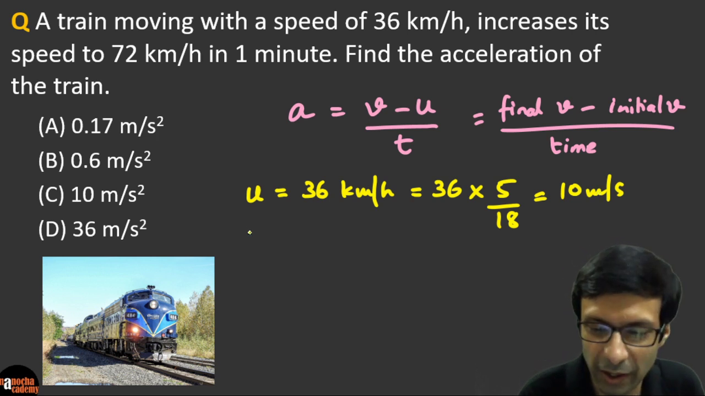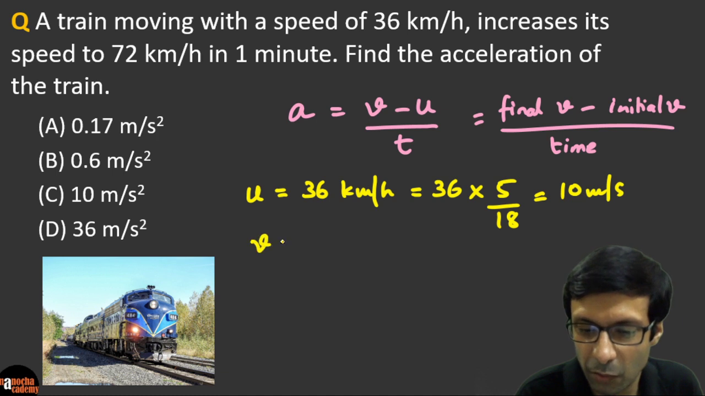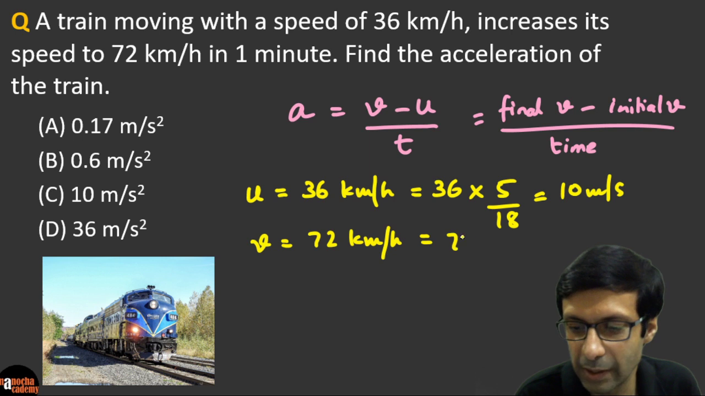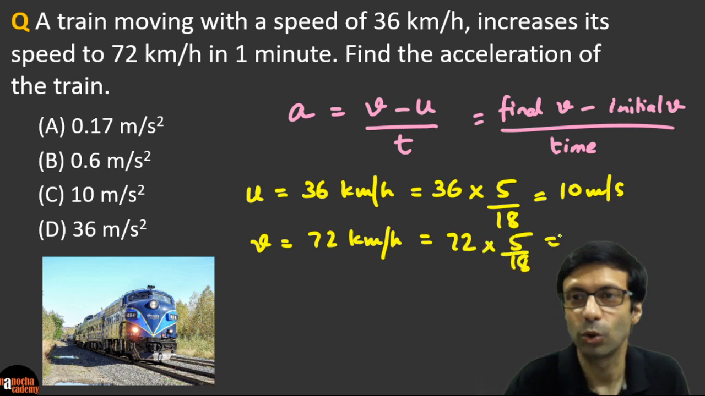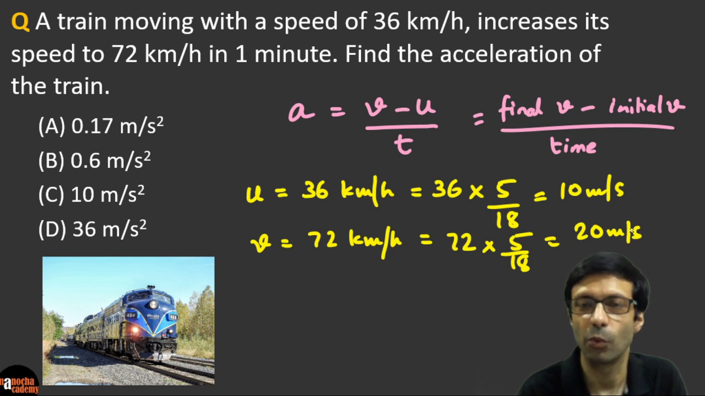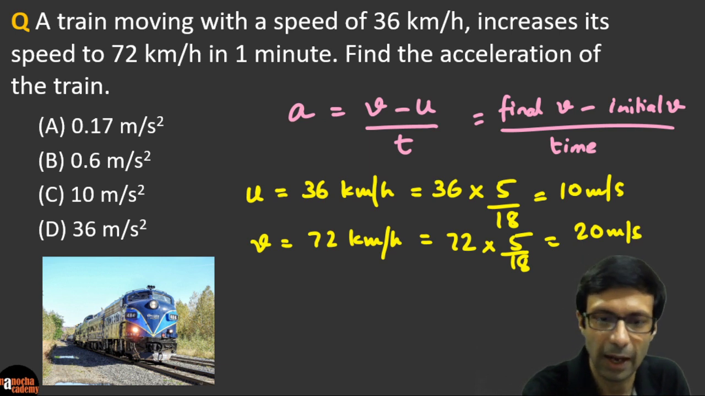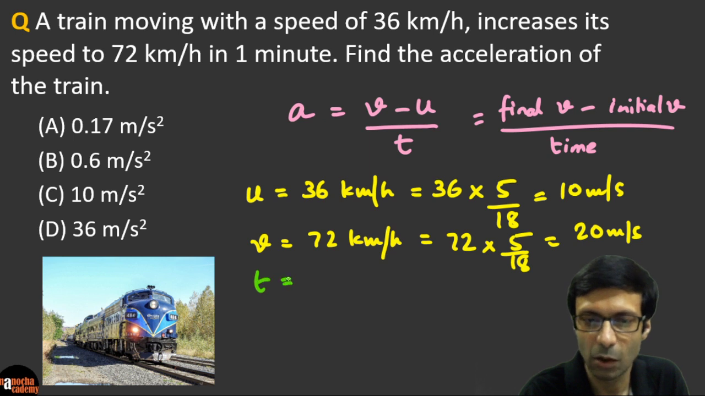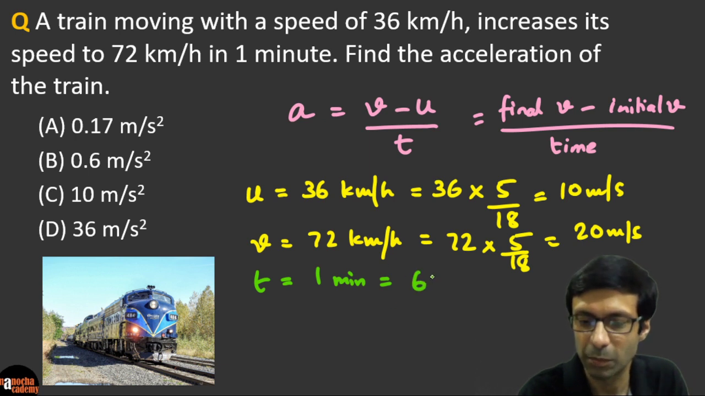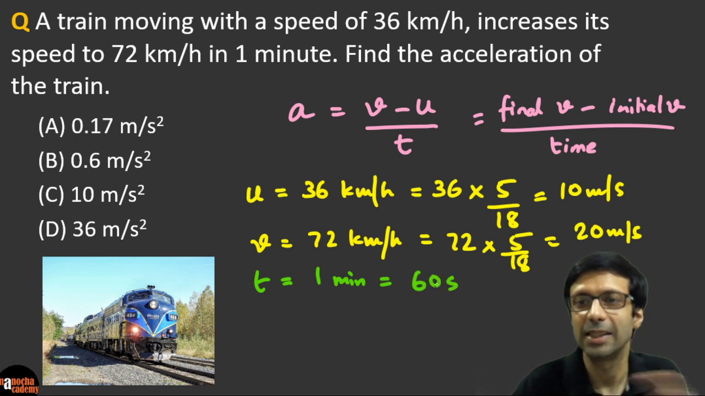Excellent. Okay, and now V is 72 kilometers per hour. So that's going to be 72 into 5 by 18. Same thing, to convert it into meters per second, you multiply by 5 by 18, and that works out to be 20 meters per second. So now we know our final and initial velocity, and the time T is 1 minute. Guys, we need to convert it again to SI units, because we are bringing everything into SI units: 60 seconds.